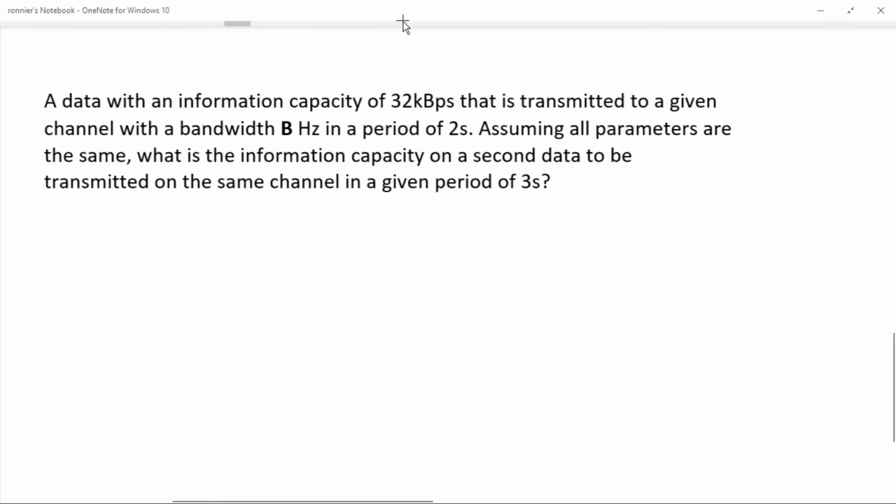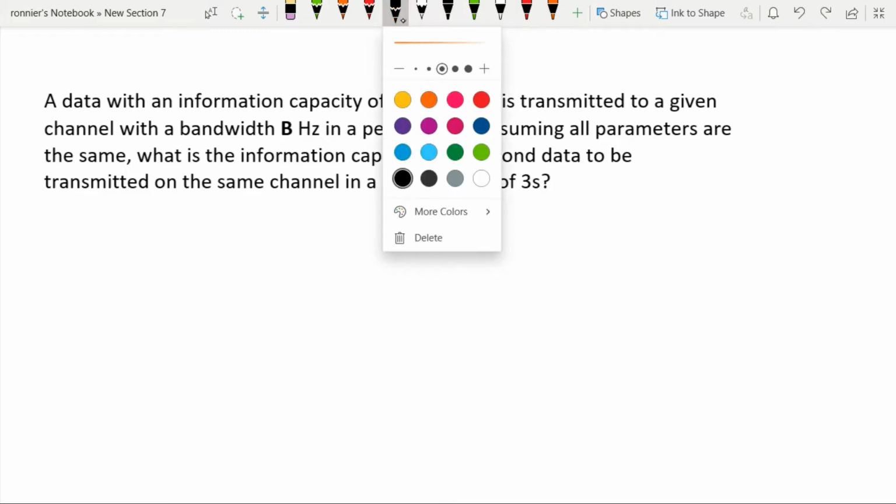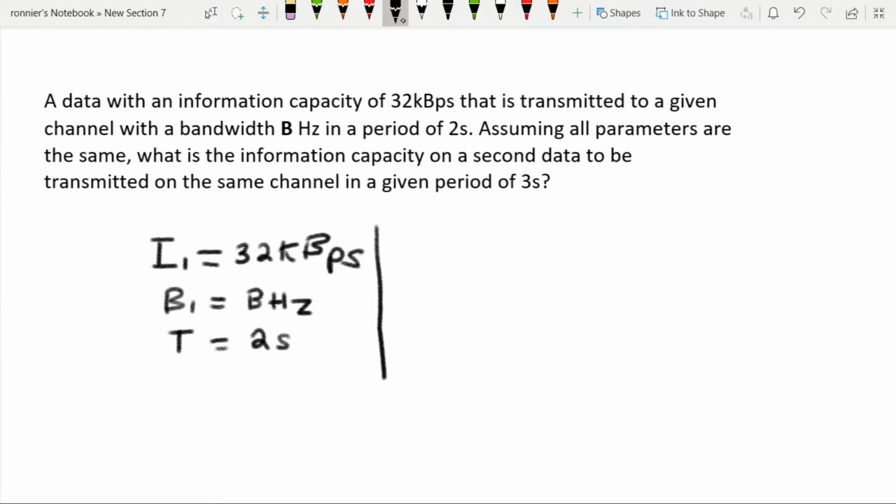So, binigay yung information capacity ni information 1. So, gamit ako dito ng pencil. Okay? So, I1 is 32 kilobits per second, and nagbigay siya ng bandwidth. B1 is B Hz, and mayroong time duration na 2 second. Okay, so sabi, assuming all parameters are the same, and same channel din yung medium nung ating second information, ang tinatanong is, ano yung information capacity ng pangalawa. Okay, assuming all parameters is the same, ibig sabihin same channel, parehas ng bandwidth, B Hz. Pero this time, 3 seconds naman.